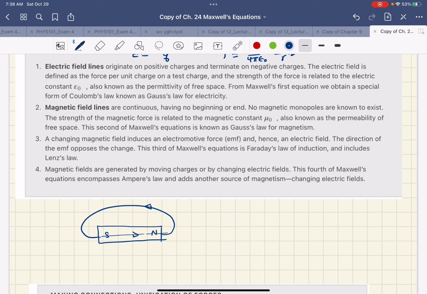The strength of the magnetic force is related to the magnetic constant mu zero. In all the equations that we provided for a magnetic field, for a wire, for a loop, for a solenoid, all of them have a mu zero, which is 4 pi times 10 to the negative 7. And we call it the permeability of free space. The second Maxwell equation is also known as Gauss's law for magnetism. Again, having the idea of the flux.